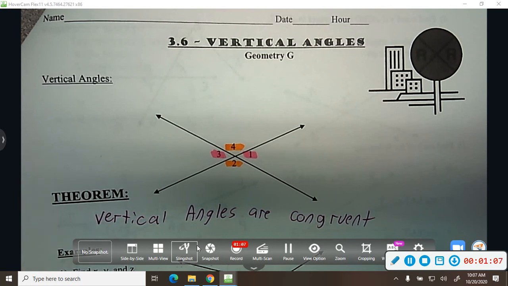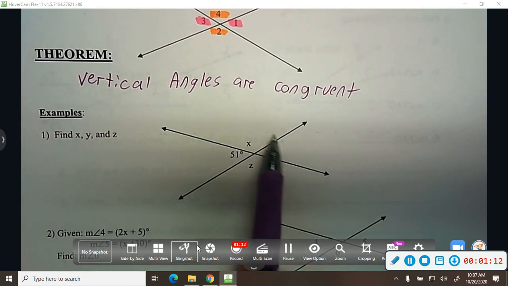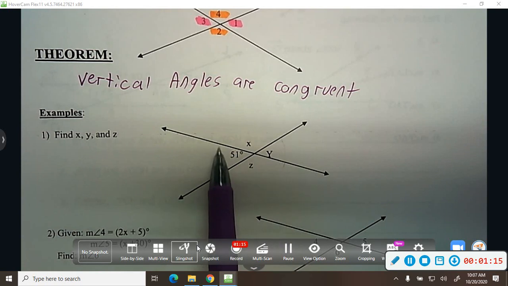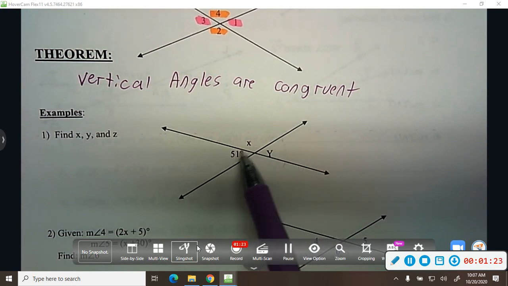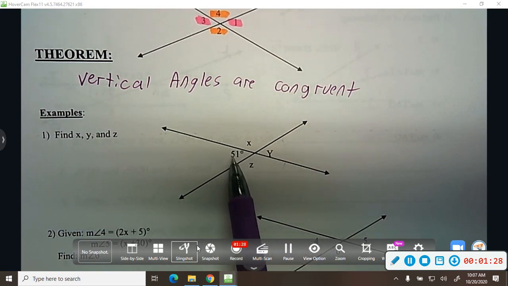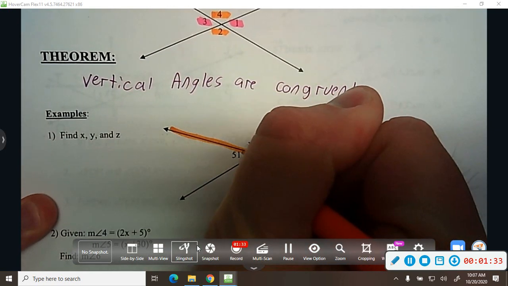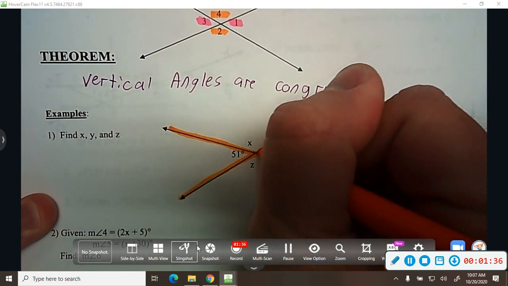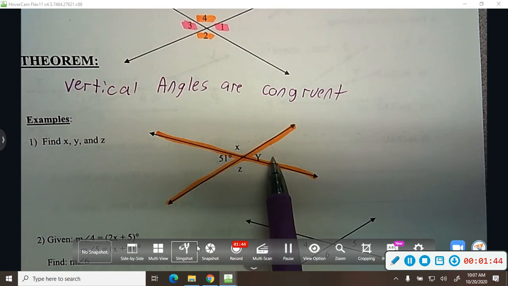So for example, here I have 4 angles. Useful fact, all 4 angles are going to add up to 360. And we also learned that angles that are what we call linear pairs are supplementary. That means 180. But before I start, I see vertical angles. I see this angle and this angle are vertical. So if this angle is 51, then this angle is 51.